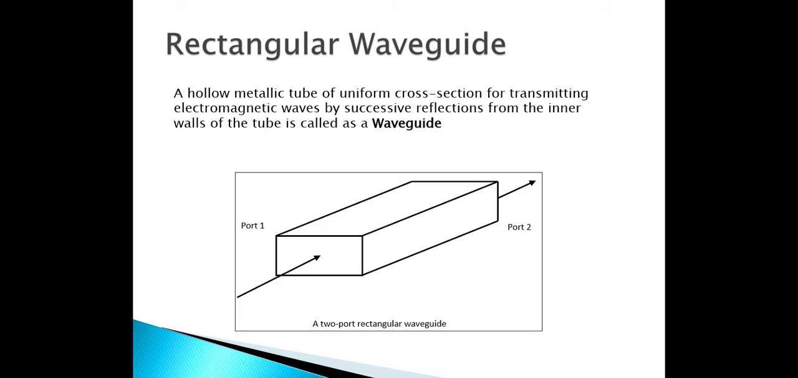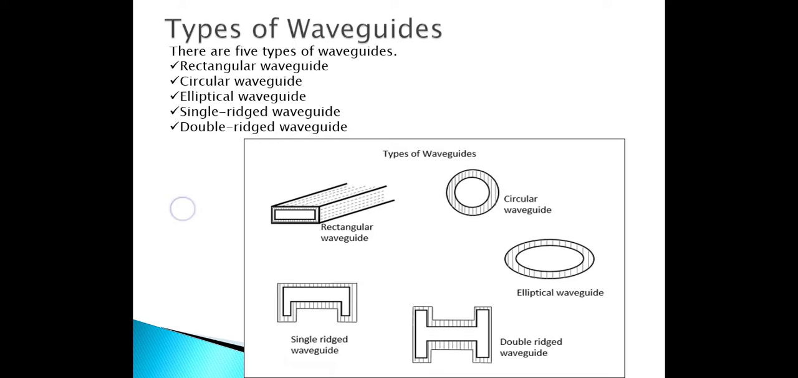TE mode, that is transverse electric, which has no electric field component in the direction of the propagation. Second type is TM mode, transverse magnetic, which has no magnetic field component in the direction of propagation. And the third one is TEM mode, transverse electromagnetic, which has neither electric nor magnetic field component in the direction of the propagation.